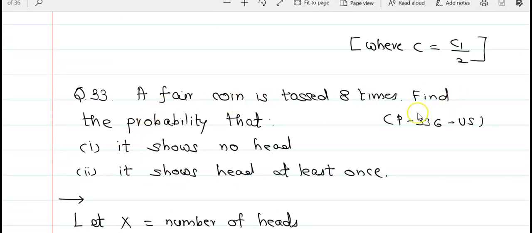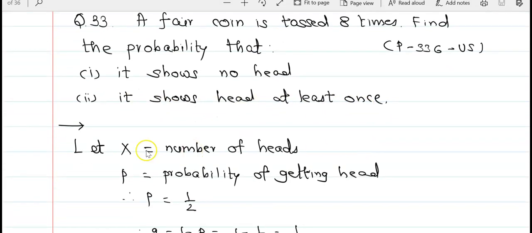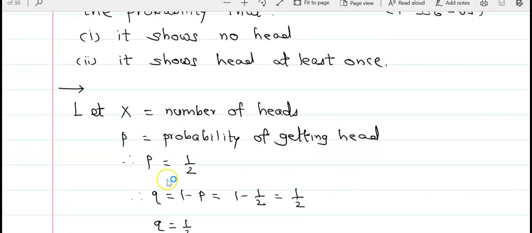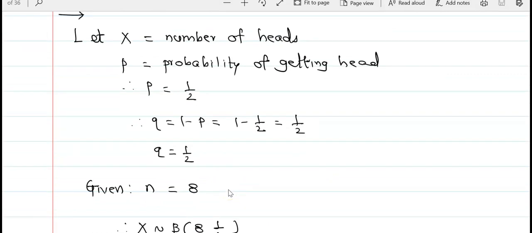A fair coin is tossed 8 times. Find the probability that it shows no head, and that it shows head at least once. X is equal to the number of heads. P, the probability of getting a head, is 1 upon 2. Q is equal to 1 minus P, that is 1 minus 1 upon 2, which is 1 upon 2. So Q is equal to 1 upon 2.